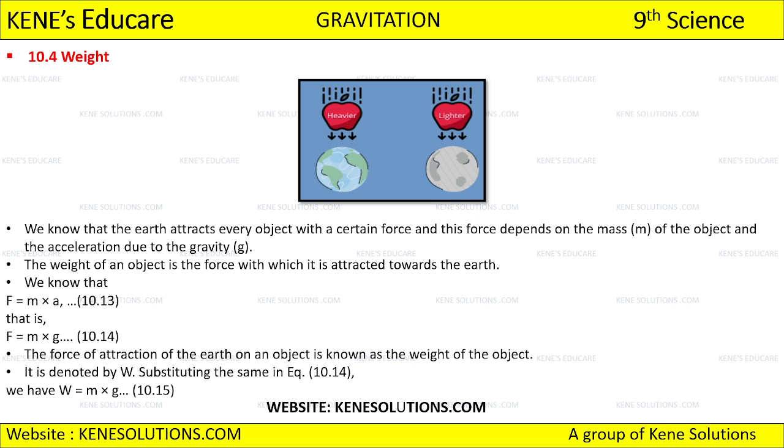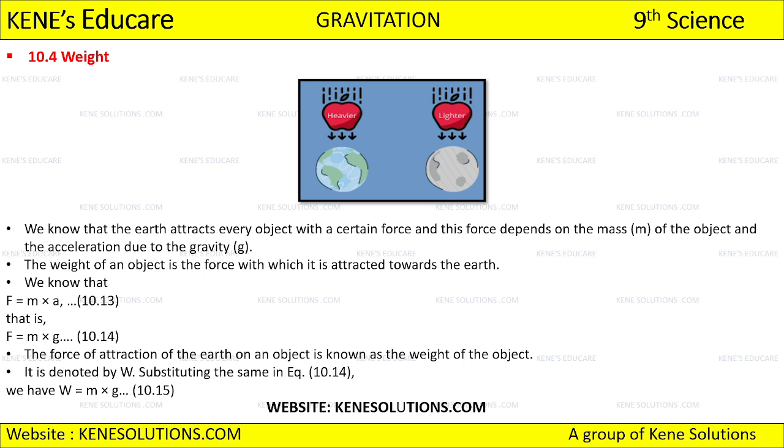Okay, now it is very important that you know about mass and weight in short. So we denote the weight as capital W, and substituting the same in equation 10.14, that is F = mg, we get the formula as W = m × g, that is, mass into acceleration due to gravity.